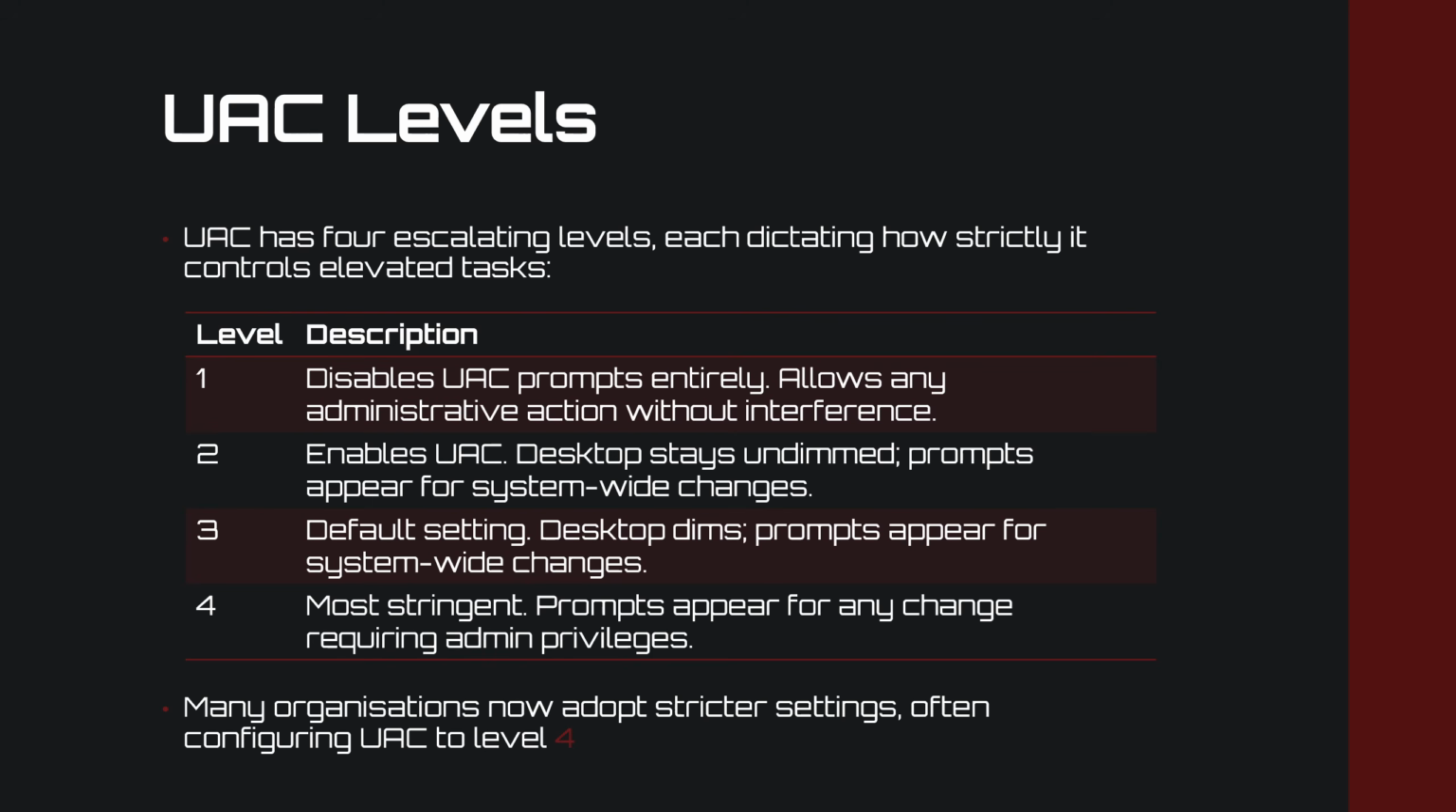Now, most of these levels are usually unchanged on standard workstations, but most commonly you will see level 3. Level 4 has been making its way into organizations with stricter settings, but level 3 balances quite nicely between usability and security. So for the purposes of this video, we will assume that our target is running level 3, though many UAC bypass options work in much of the same way for level 4.